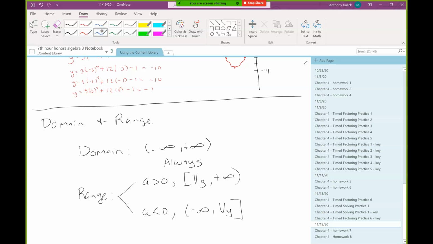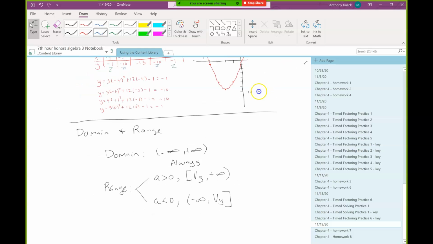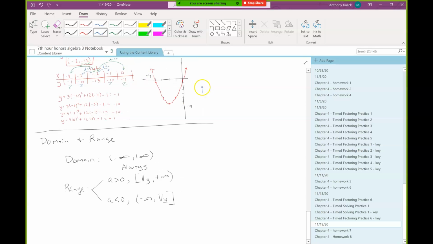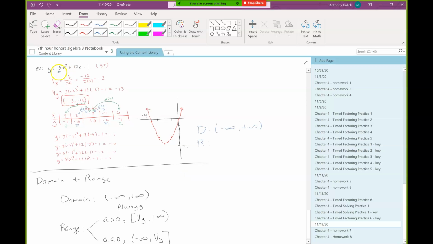So if we go back to that previous problem we were just working on, we can write the domain and range for that. So the domain is easy. Obviously, that's just negative infinity to positive infinity. And the range, well, since the leading coefficient is 3, I know we're going to go from the y-coordinate of the vertex, which is negative 13, up to positive infinity. And that's all there is to it.